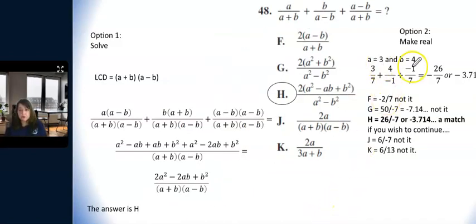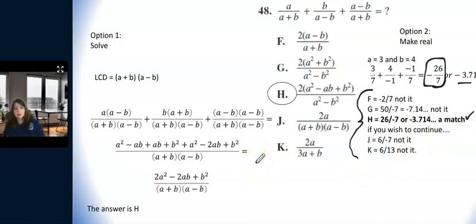So I used 3 and 4. And I ended up with 3 over 7, so I put 3 and 4 in here. 3 over 7 plus 4 over negative 1 plus negative 1 over 7. And I ended up with this negative 26 over 7, or negative 3.714... So I went through all of these, and here's what I got as answers for it, and I did end up with H as my answer. It's another option for you.